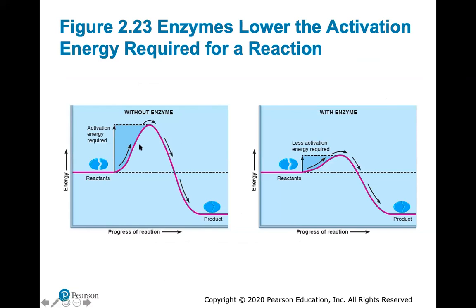I gave the example of getting your car up a large hill. This is a visual representation of what an enzyme does to lower the activation energy. In order for a chemical reaction to occur, the reactants have to get over the energy of this hill. And what an enzyme does is lower the energy requirement needed for those reactants to become products.